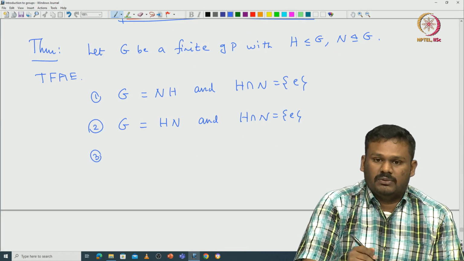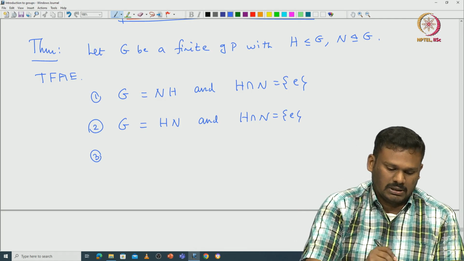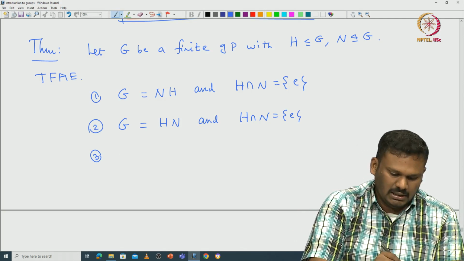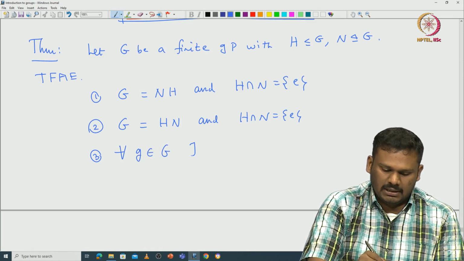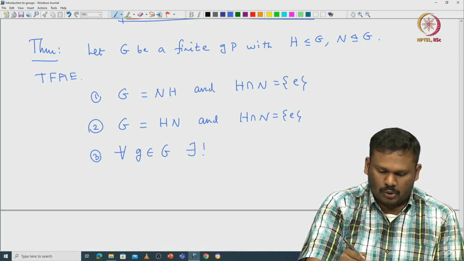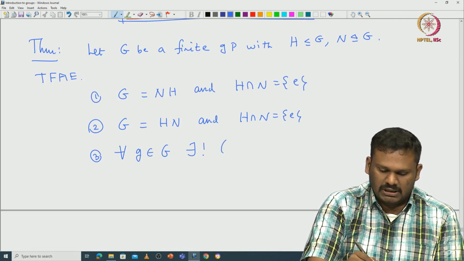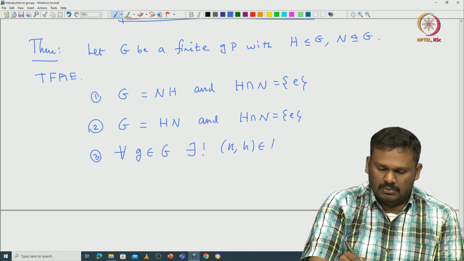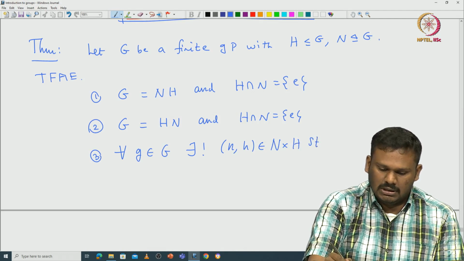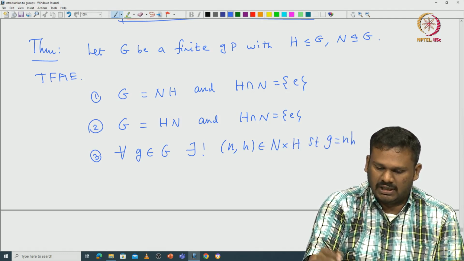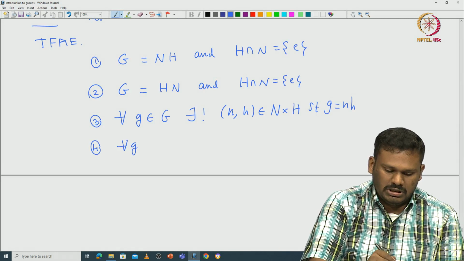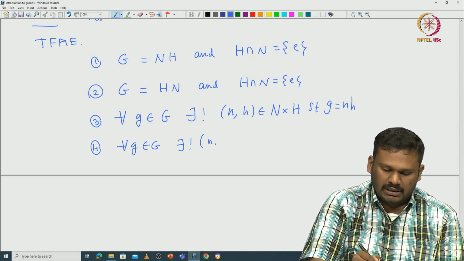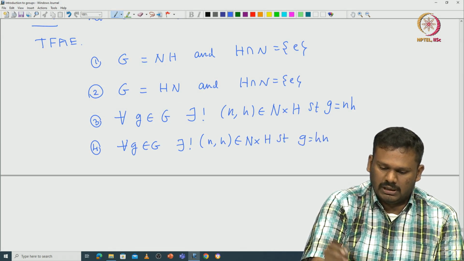The third condition is relevant, I would say, to the direct product. G has this property: for all elements g in G, g can be written uniquely as a product of elements from N and H. So there is a tuple (n, h) from N cross H such that g can be written as n times h. Now we can also change the roles. Again, for all g in G, there exists a unique tuple (h, n), that is what is important, such that g is equal to h n.